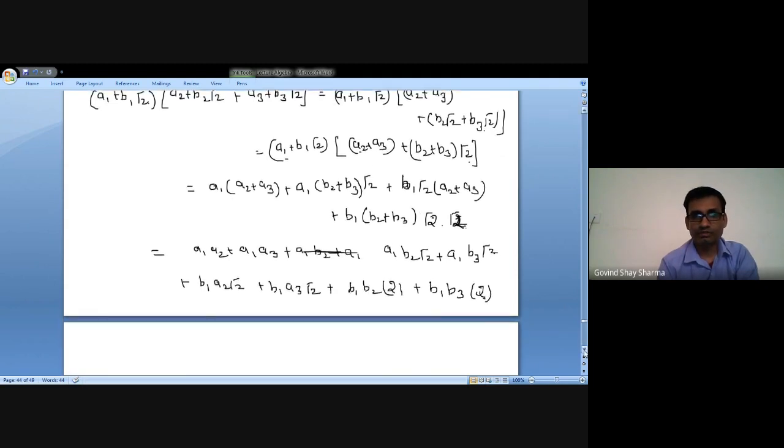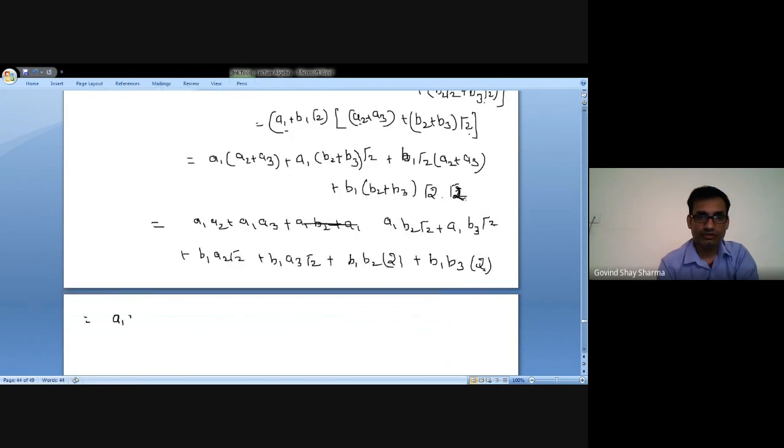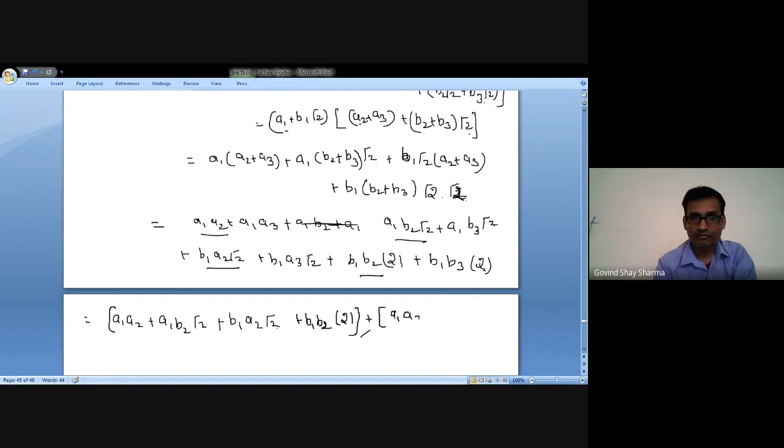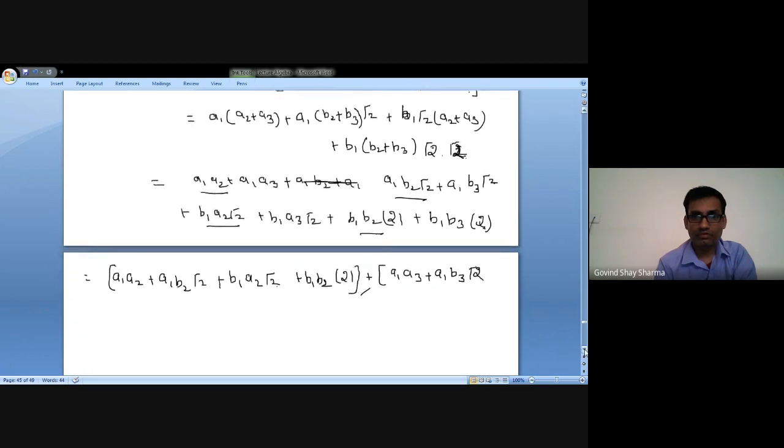Now we segregate the terms: A1 A2, 2 B1 B2, plus B1 A2 root 2, plus A1 B2 root 2, plus A1 A3, 2 B1 B3, plus A1 B3 root 2, plus B1 A3 root 2.